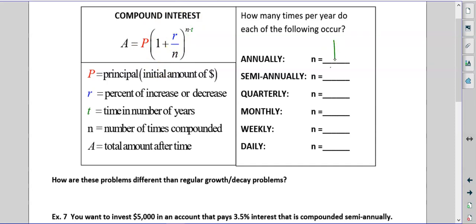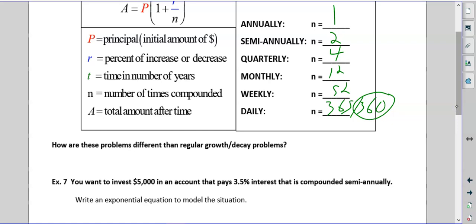Annually means once, semi means twice, quarterly 4, monthly 12, weekly there's 52 weeks, and daily there's 365 days in a year, but banks use 360. Why? It's to their advantage. So that's what they use in business, is 360 days. How are these problems different than regular growth and decay? The compounding. So you make money on money.